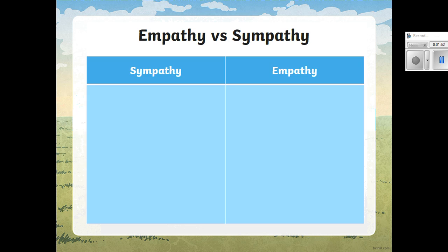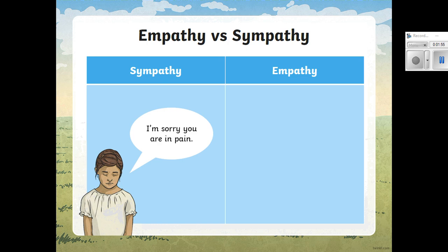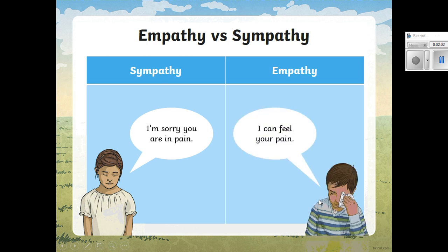Okay, so let's have a look. So sympathy, I'm sorry you are in pain. Empathy would look like, I can feel your pain. So the difference is with empathy, you are actually putting yourself in that person's shoes. You are seeing it from their point of view. Whereas with sympathy, you're not happy, but you're sorry that they are in pain, but you're not really feeling it from their point of view.